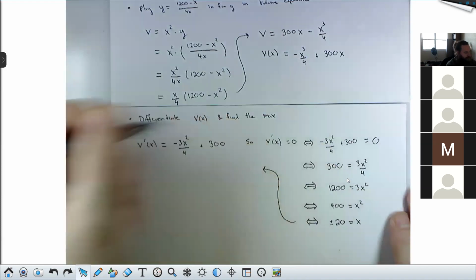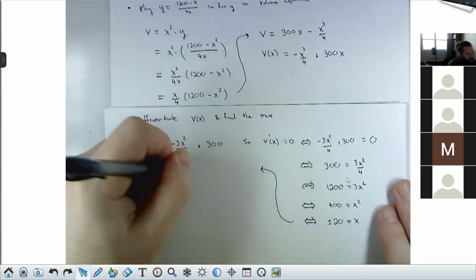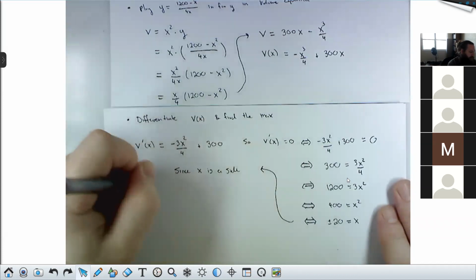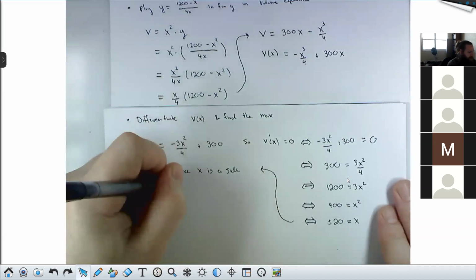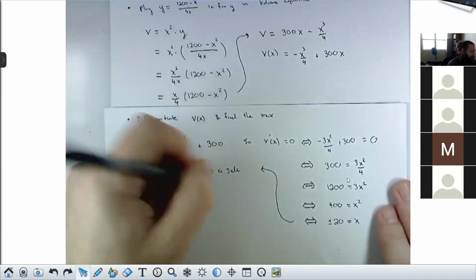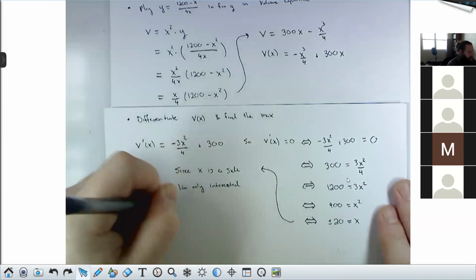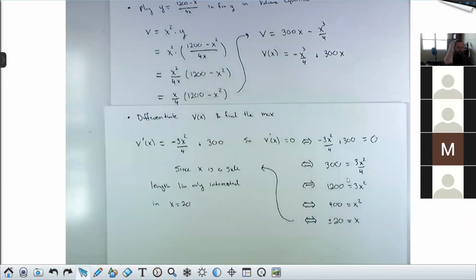And then from here I'll say, since x is a side length, I'm only interested in the positive value, x equals 20. Right, I'm not interested in trying to build a box whose side length is negative 20 centimeters. The universe might implode. That would be scary. So my critical number is 20.